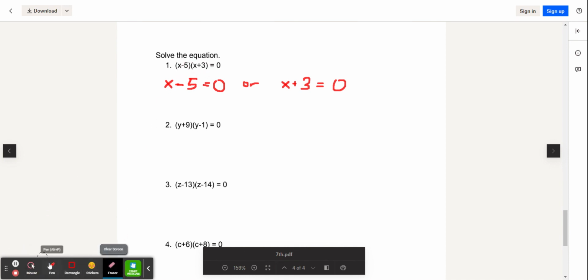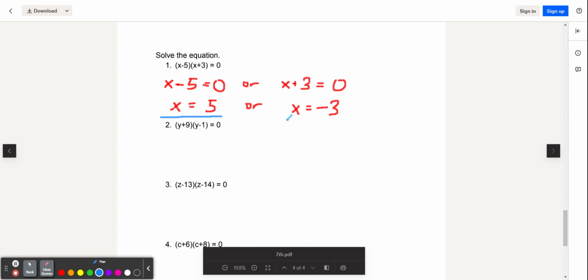So, the actual sub-equations here are easy to solve. You move the constant over to the other side to get x equals 5, or x equals minus 3. Now you might be asking, which one is the answer? Well, the answer is, they both are. The equation has 2 solutions, x equals minus 3 and x equals 5.